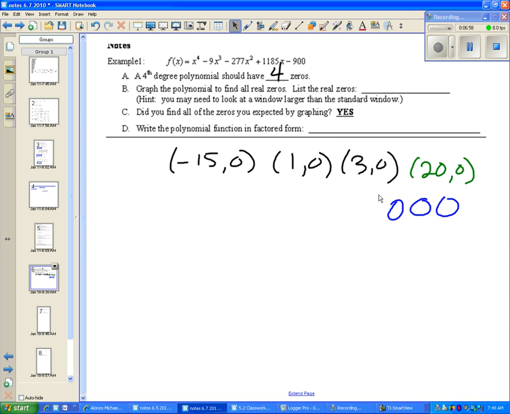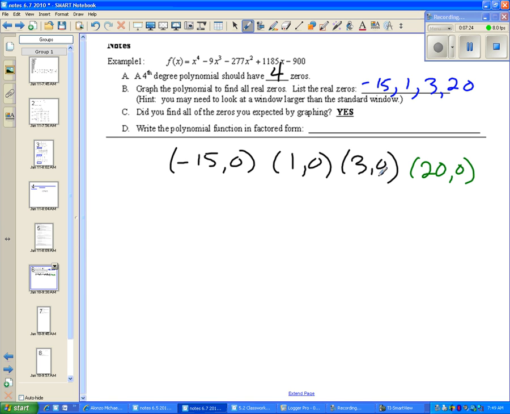So I have my 4 points. Graph the polynomial, find all real zeros. List the real zeros. Well, this is my listing of my real zeros. Negative 15, 0, 1, 0, 3, 0, and 20, 0. I can say that's negative 15, 1, 3, and 20. Hint, you may need to look at a window larger than the standard window. I had to really do that.